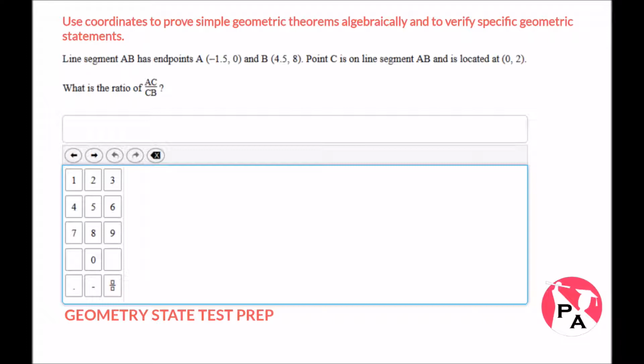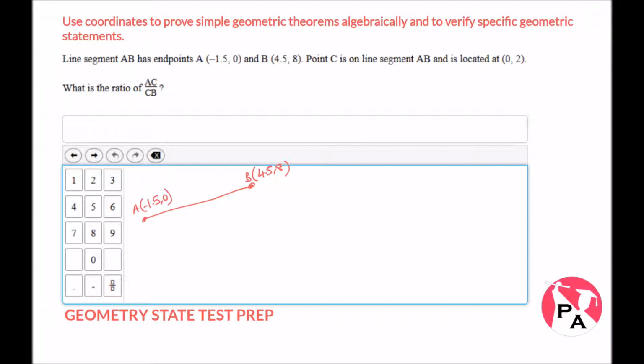This question is about using coordinates to prove simple geometric theorems algebraically and to verify specific geometric statements. This question is about a piece of line segment and then writing the ratio of two segments. So let's draw what it says. It says line segment AB has endpoints A and B. So let's draw a line segment that has endpoints A and B. And the coordinates are given. B is (4.5, 8), A is (-1.5, 0).